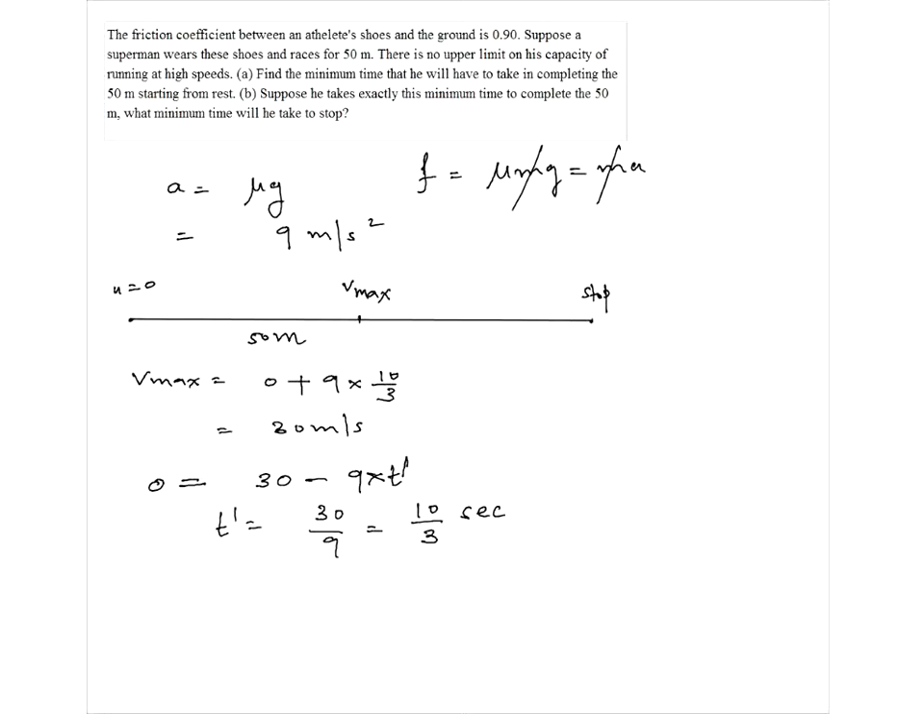So now you know deceleration is 9. Can you find out what minimum time will he take to stop? So it would be the same, 10 by 3 seconds. For part B, u should be 30 meters per second, and a should be -9. And t should be 10/3. If you have any problem, let me know. Any questions?